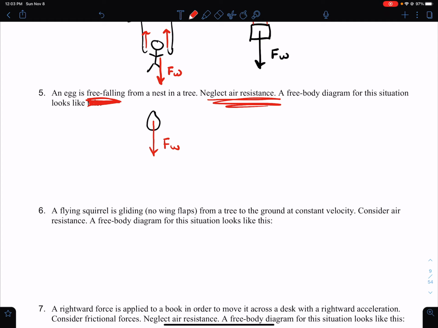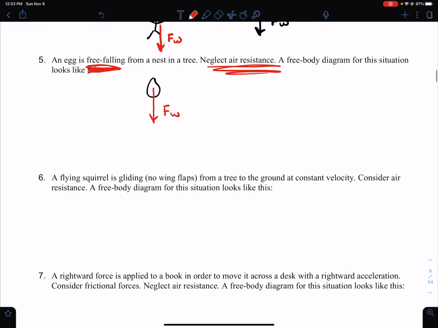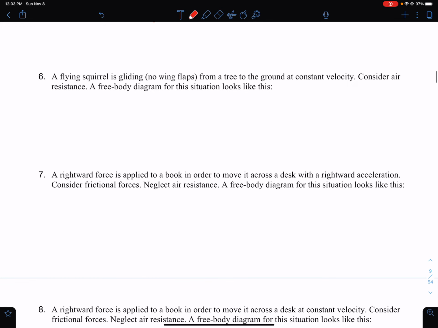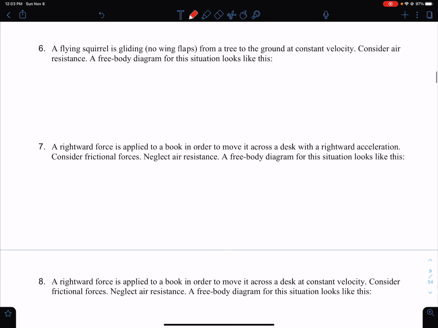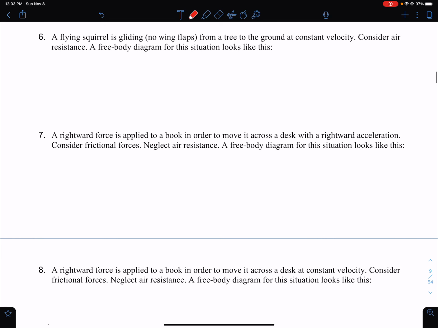Let me go over one last one with you here. All right, the last one, let's say that we have this squirrel that's going to be flying through the air. It says that it's just going to be gliding, no flapping. That's going to be pretty easy. That's similar to number 5, but you'd have resistance. Let me pick one that, let's say number 7 here. 7, I think, would be a little more challenging for you.